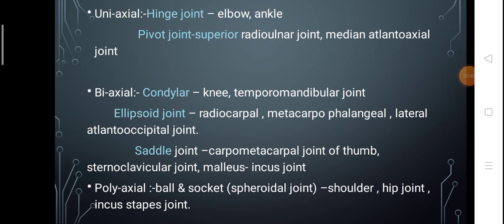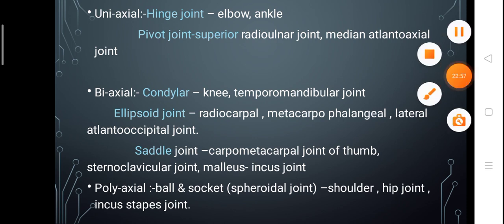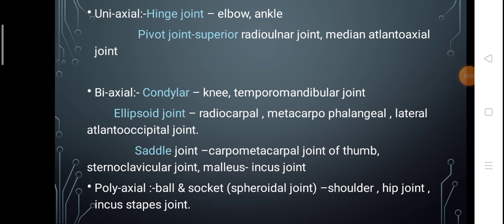where not only flexion and extension take place around a transverse axis, but slight rotation also takes place around a vertical axis. Here you have examples like knee and temporomandibular joint. And in the case of ellipsoid joint, flexion and extension take place around a transverse axis, abduction and adduction take place around an anteroposterior axis. Circumduction is also possible in the case of ellipsoid joint.